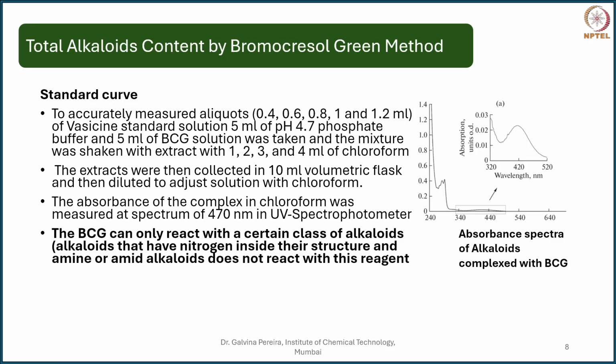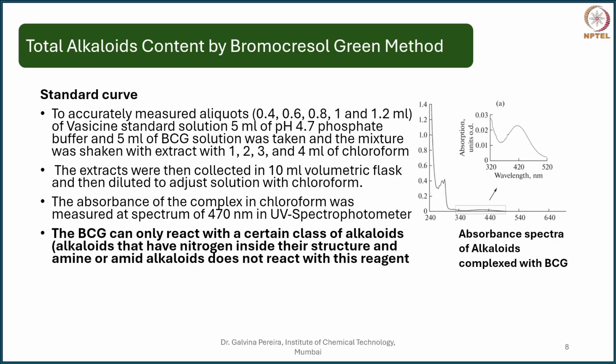So in the bromocresol green method, what we do is we first make a standard curve to see if alkaloids behave in this manner. You can accurately disperse say 10 milligram of your Vasacine in 100 ml alcohol, and from that you take measured aliquots like 0.4, 0.6, 0.8, 1 ml, 1.2 ml. To these solutions you add a slightly acidic buffer. Now this acidic buffer will convert the alkaloid into alkaloidal salts.